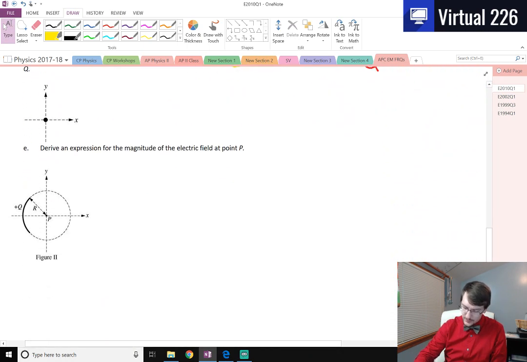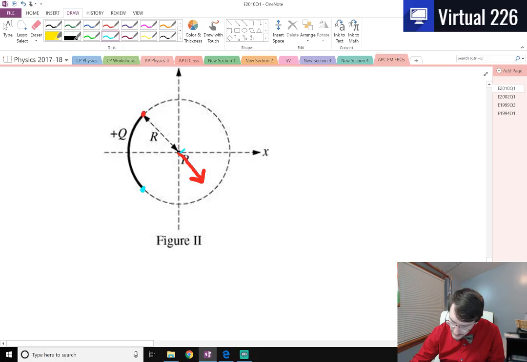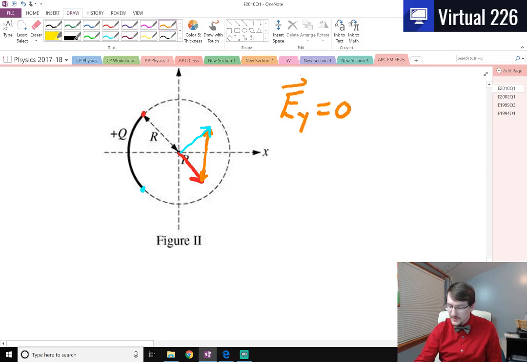The reason it's going to do this, and we can look down here for this, is if we take a small bit of the charge up here, it's going to give an electric field going this direction. If we take a little bit of the charge down here, it's going to create an electric field going like this. Now, these bits have the same amount of charge on them, so these lines are going to be equal, which means the vertical components are going to cancel each other out. So the E field in the y direction is going to be 0.